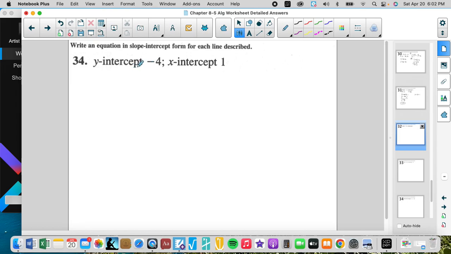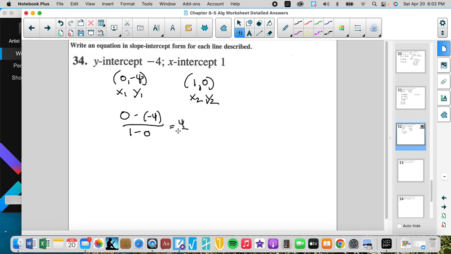Here's the other way we can do it. So we know that this is the point 0, -4. We know this is the point 1, 0. And we can use this as my x1, y1, x sub 2, y sub 2. So we can do 0 minus -4 over 1 minus 0, which gives me 4 over 1, or a slope of 4. Knowing that my y-intercept is -4, we can write the equation y equals 4x minus 4.